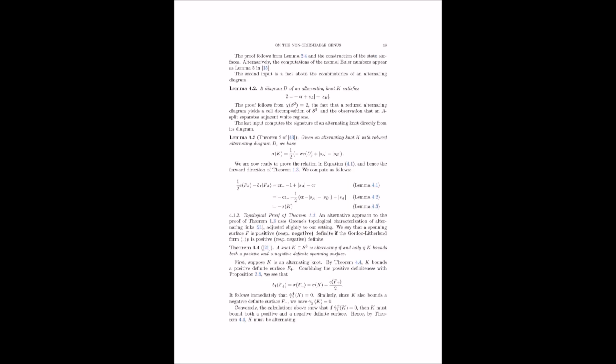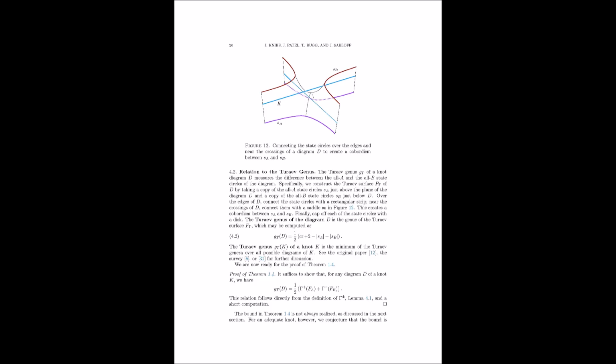And they also mention conjecture 1.6. For adequate knots, they're equal. Right. Adequate is a specific technical property of a knot diagram related to how the state circles behave. This conjecture suggests that for a very broad and important class of knots, the Turaev genus is the non-orientable genus. The diagram tells you everything you need to know about the minimal surface.